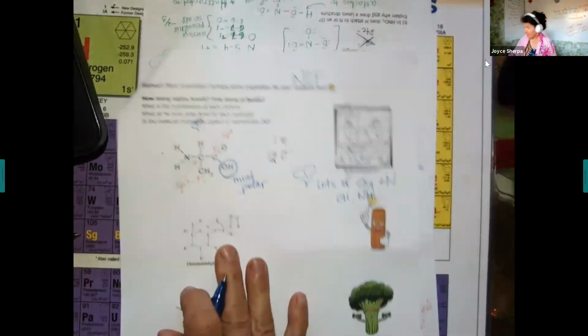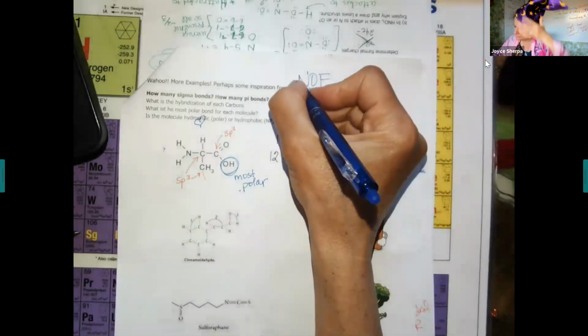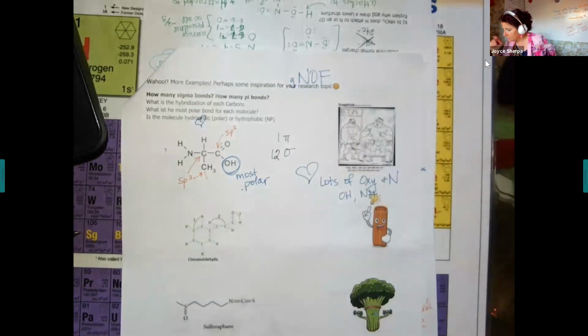Actually I had my NOF, N, O and F. I don't know where I put it. There it is. I don't know if I can put it on with my headphones, but the gnome's hat, right, is a NOF, and it's going to fall off because of my headphones.